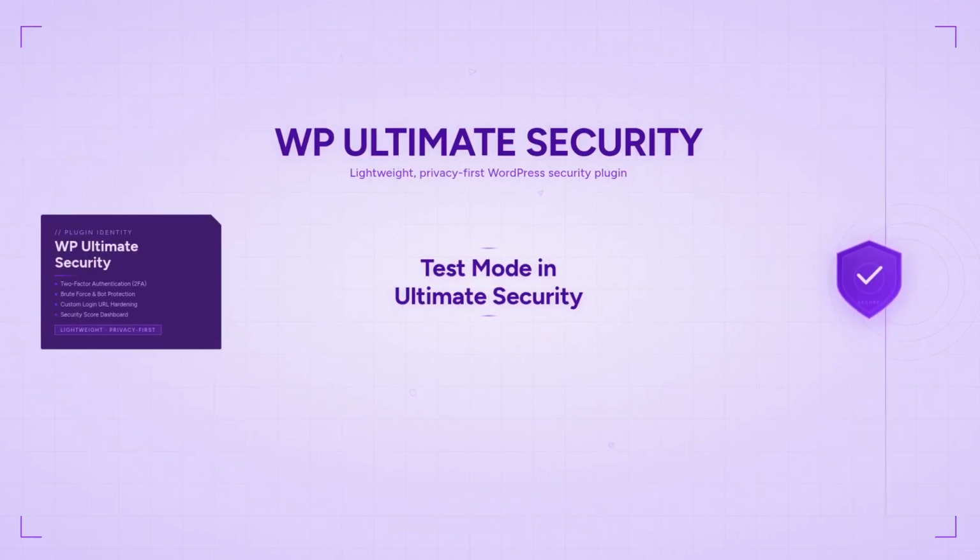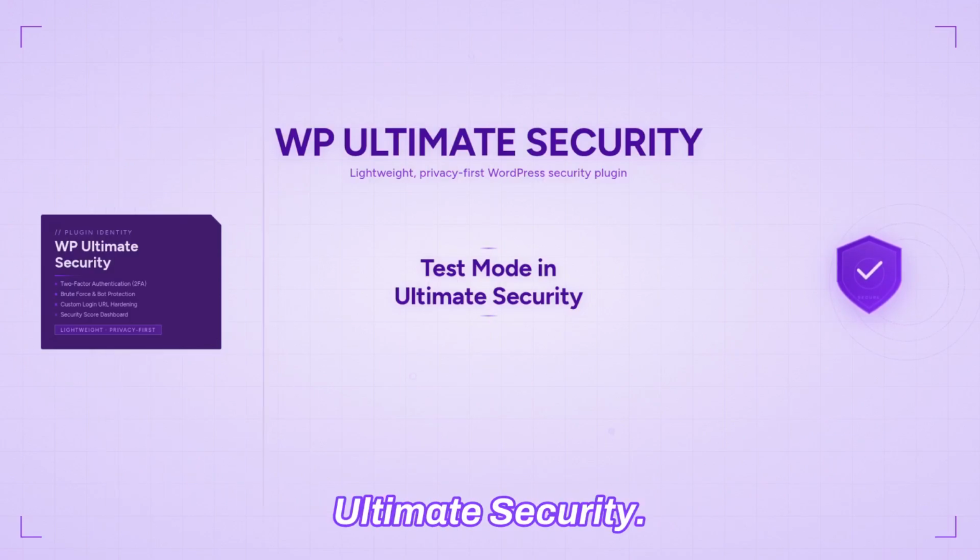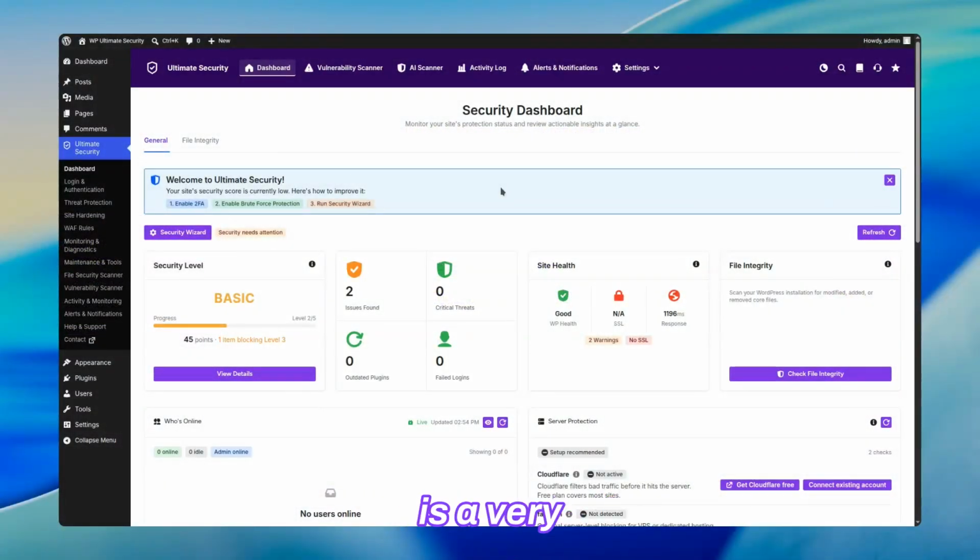In this video, we will show you how to use test mode in Ultimate Security. Test mode is a very helpful feature that lets you try out new security settings safely. Instead of locking you out by mistake, it just pretends to block and records what would have happened. This is great for making sure your new rules work perfectly before you make them live.